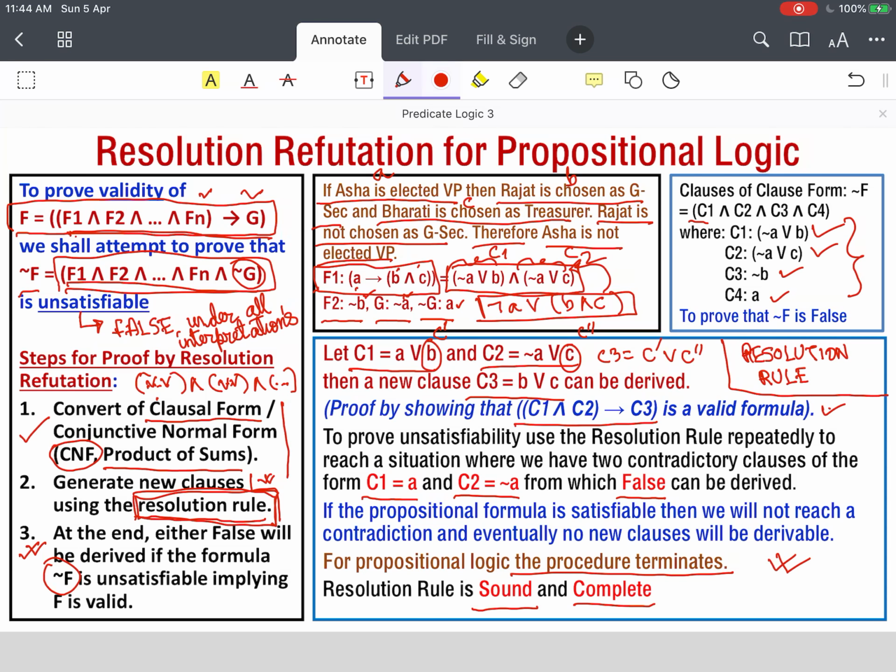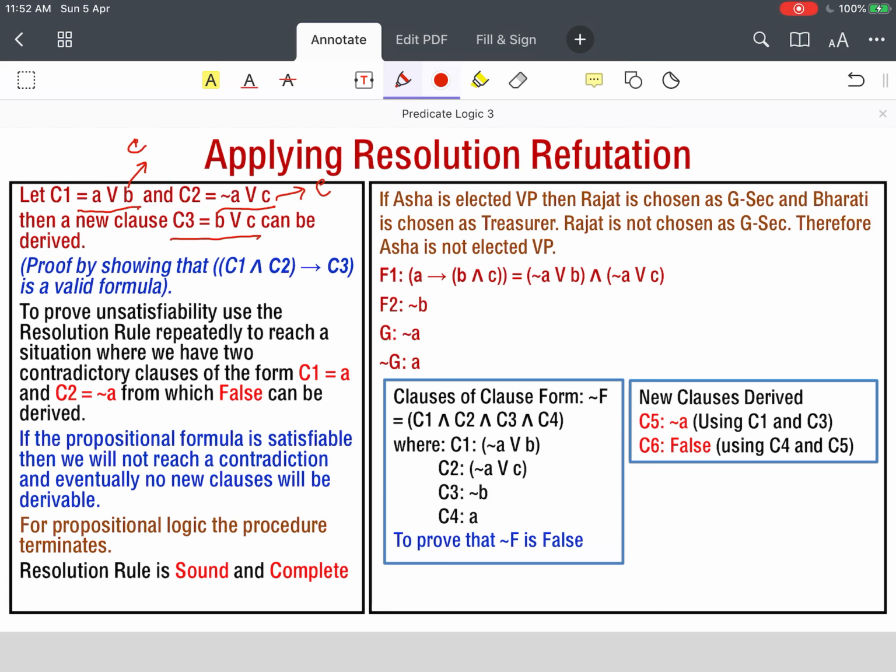We now move on to applying resolution refutation in the same example and just go through it in a little more detail. So as mentioned earlier, given two clauses C1, which is A or B, and C2, which is not A or C, we derive a new clause B or C. In general, B could be another clause C and small c could be another C dashed, and then this would be C or C dashed. We know that this is false, and we go on applying this rule.